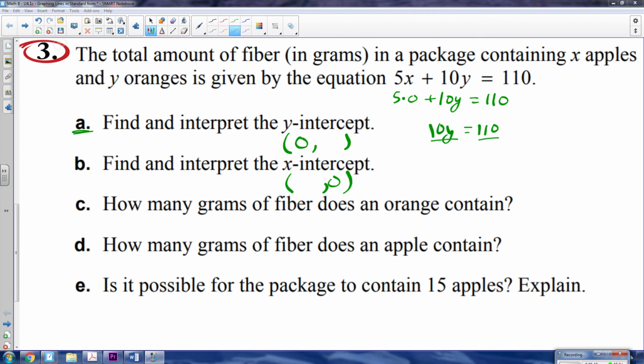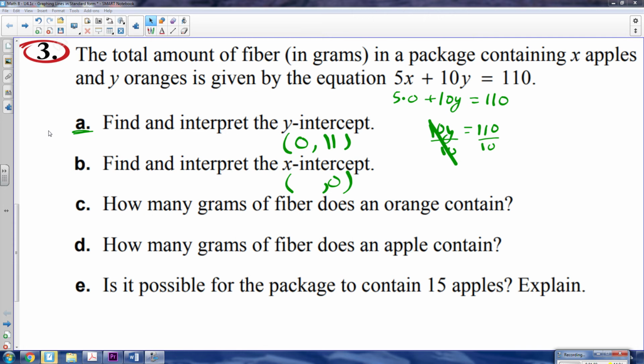And how do we get y alone? We divide by 10. So this is going to be 11. That's going to be the answer there. I want to also interpret that. So how many apples do I have and how many oranges do I have in part A?